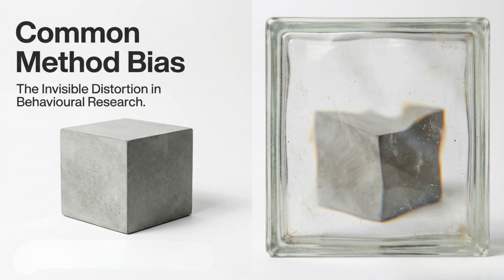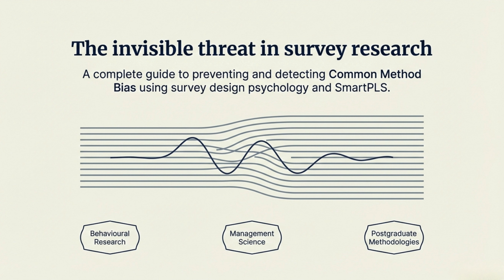Welcome to the course on applied research from hypothesis to structural equation modeling. In this session, we are going to begin an important discussion that every survey-based researcher must understand: common method bias, often abbreviated as CMB. By the end of the session, you will understand what common method bias is and how to detect CMB statistically using the full collinearity VIF approach in SmartPLS.